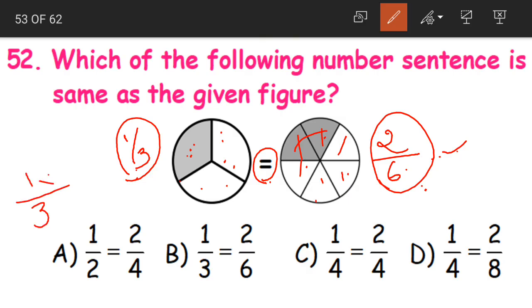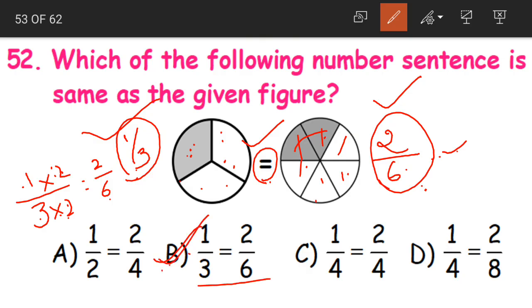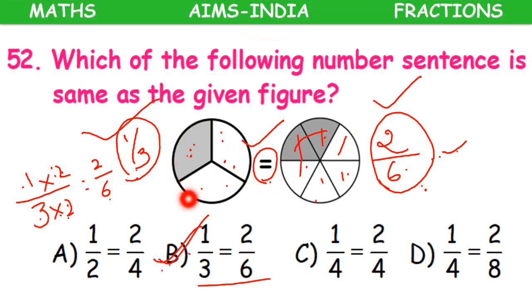See, 1 by 3. When we multiply both the numerator and denominator with 2, we will get 1 2s are 2, 3 2s are 6. Yes, 1 by 3 is equal to 2 by 6. That is nothing but our option B. Understood children? First we have written the fractions for the given diagrams and then figured out our answer.